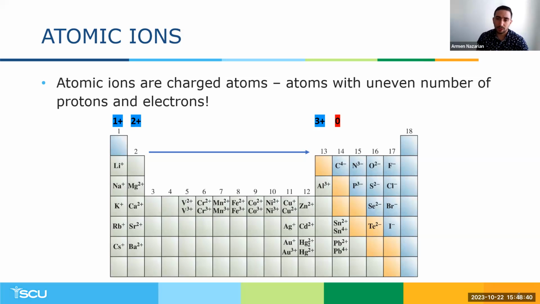Group 5A would like to gain 3 electrons and become 3-. Group 6 would like to gain 2 electrons and become 2-. Group 7, 1-. And group 8 does not gain or lose electrons, also known as noble gases. So this is a very valuable trick to memorize, to predict the charges of these ions, whether they're going to be plus or minus.